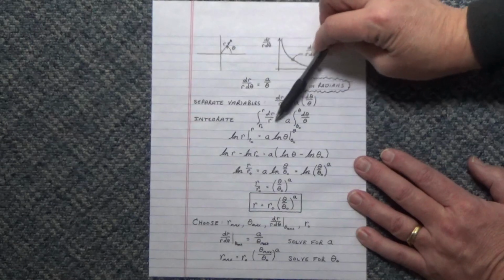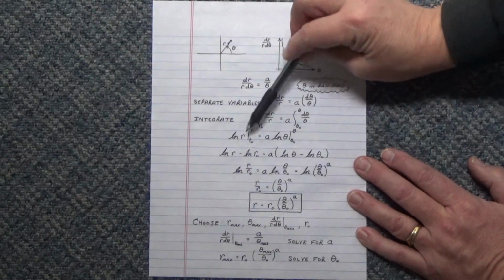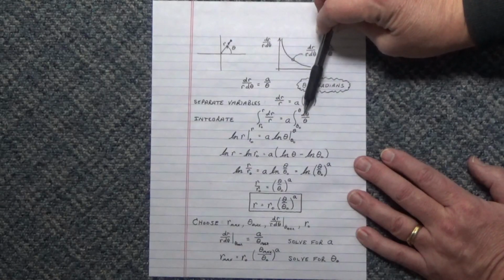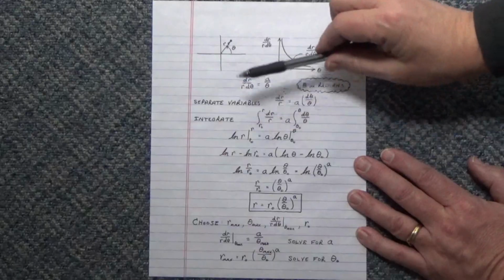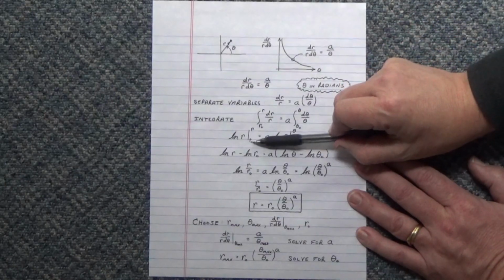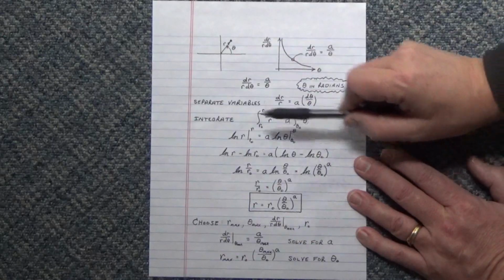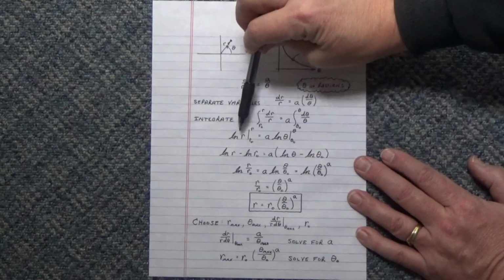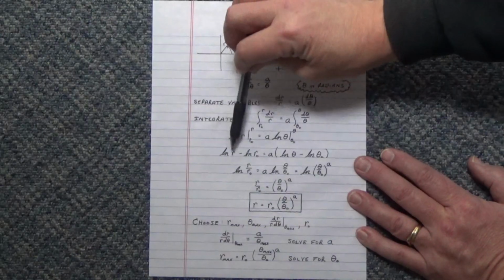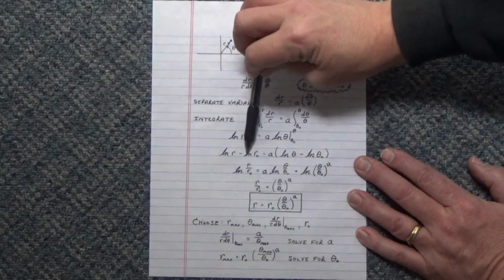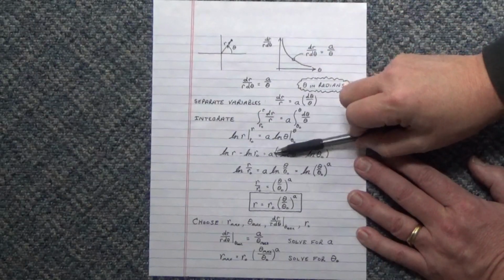So the integral of dr over r is just natural log of r, and the same thing for d theta over theta, natural log of theta. And then we're going to evaluate that from r naught to r, and this from theta naught to theta. So we take this function using this r minus this function using this r. Same thing for theta. And then we've got this a in the front.